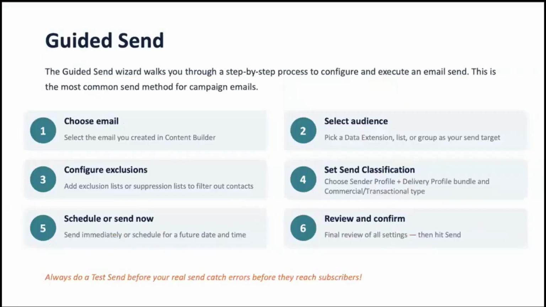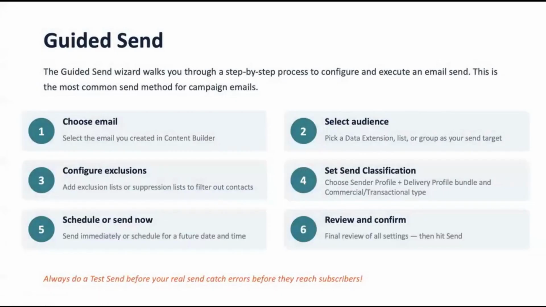So moving on, what is guided send? Guided send is in Email Studio. You can use the send option for a created email that will show you the step-by-step process, like 1, 2, 3, 4. I'll show you this in the tool also. Initially you have to select the email. Once you select the email, on the right-hand side you can drag and drop the audience. Then you can have exclusions or suppressions. Then you need to select the send classification I explained earlier: sender profile and delivery profile, based on whether the content is commercial or transactional. Finally, you can either send now or schedule it for later.